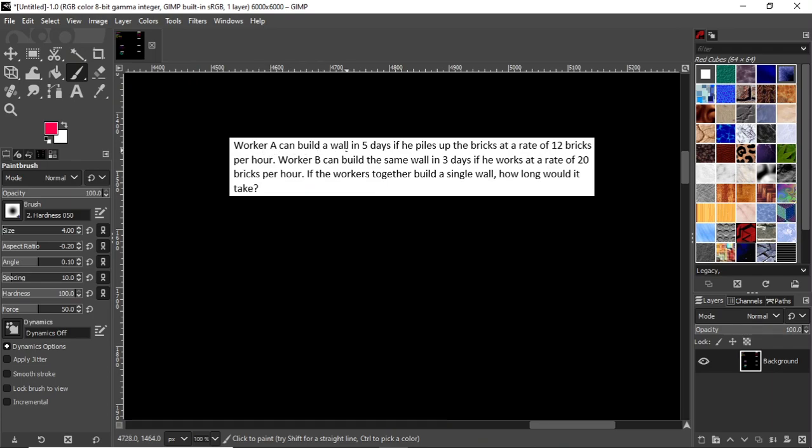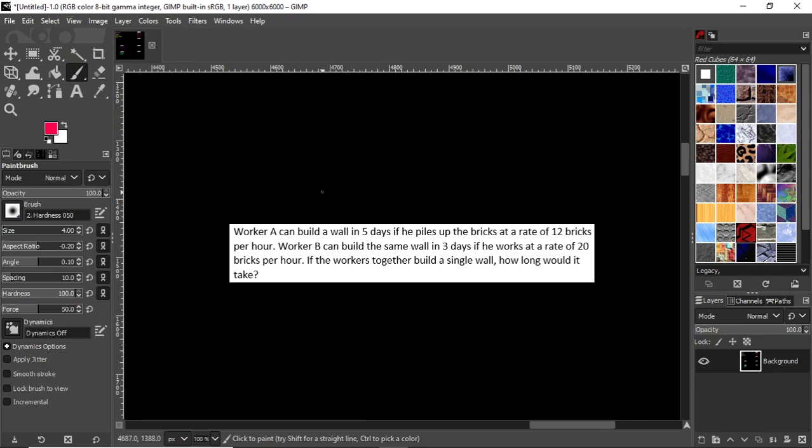Worker A can build a wall in 5 days if he piles up the bricks at a rate of 12 bricks per hour. Worker B can build the same wall in 3 days if he works at a rate of 20 bricks per hour. If the workers together build a single wall, how long would it take? As you can see, both the workers are joining in and building a single wall. So their efforts are being combined. Their rates are being combined, you could say.